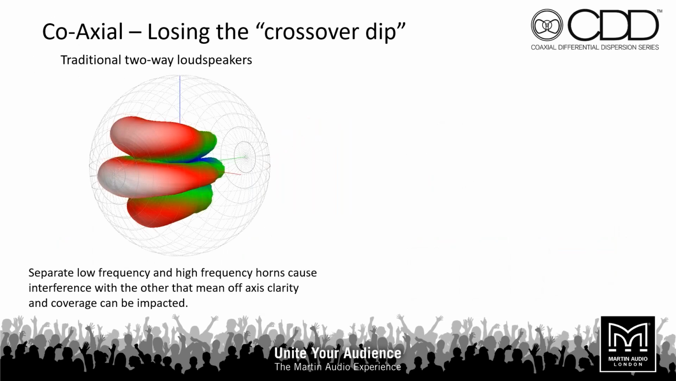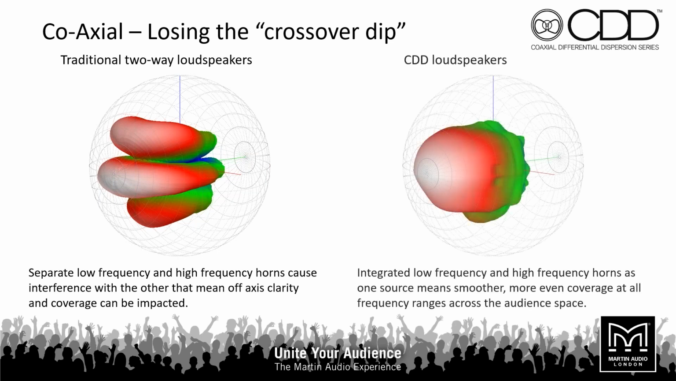So expressing that in a slightly different way, in a balloon graph here, this is a traditional two-way loudspeaker shown at the crossover frequency. And here we have a CDD loudspeaker's response. And as you can see, it doesn't matter where we stand, we're not going to be in a dip because there is no difference in phase in the arrival times from both the HF and the LF units.